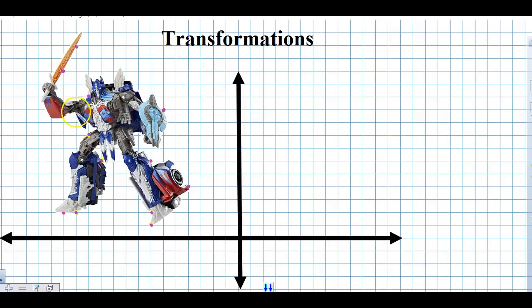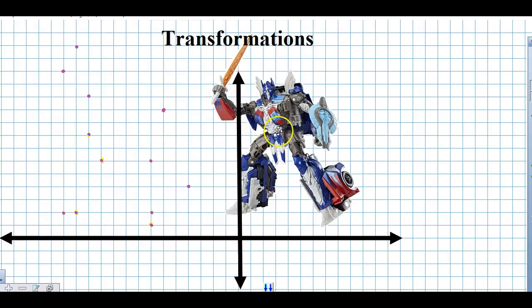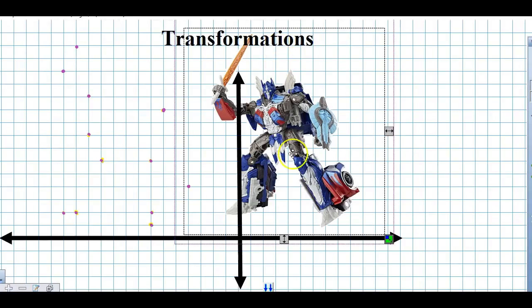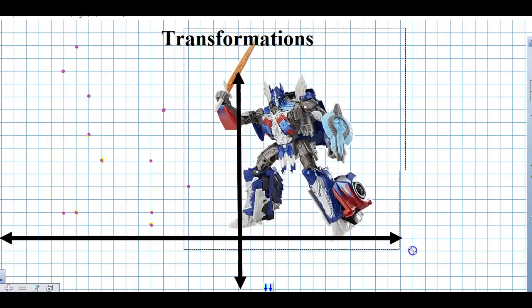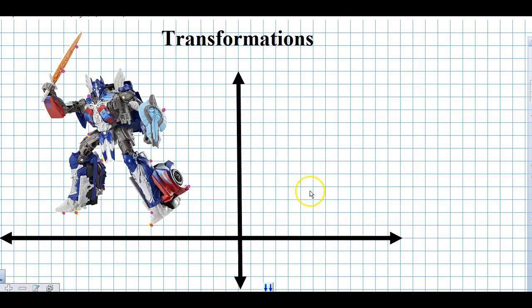Here we see Optimus Prime. Our first transformation we're going to talk about, and again, transformations, that's a change to a figure. We change the figure into another figure that's also represented by, or similar. It can be moved, it can be rotated, it can be dilated. In short, it's just moved or changed somehow.